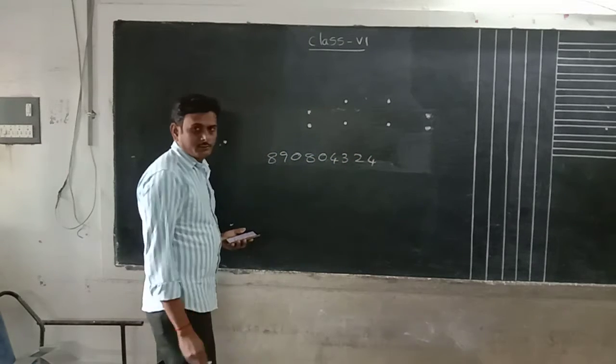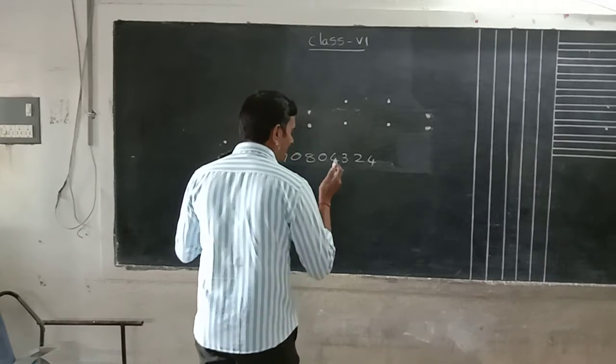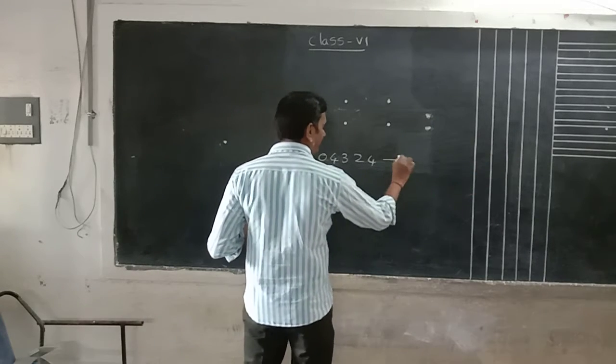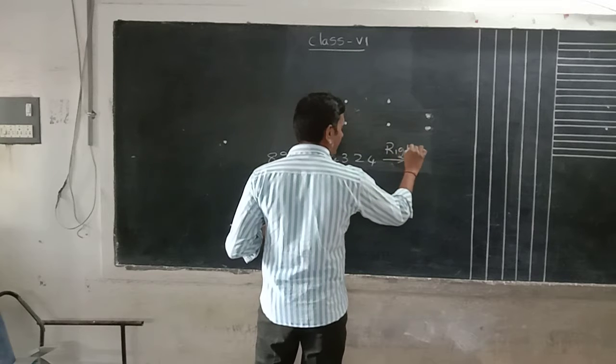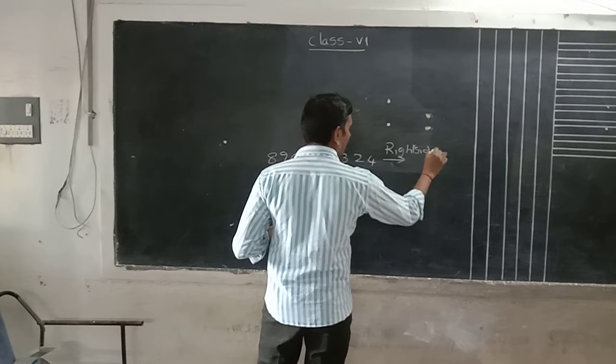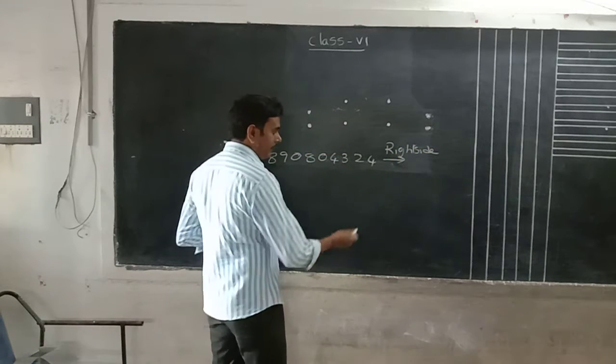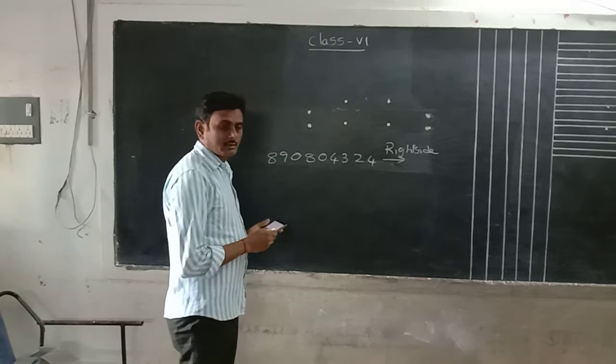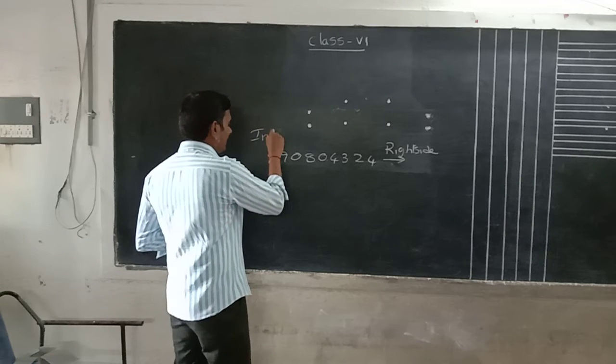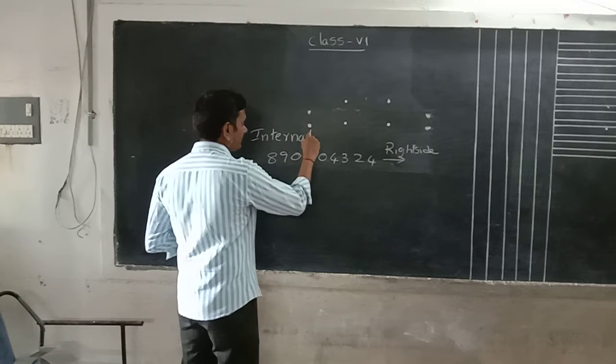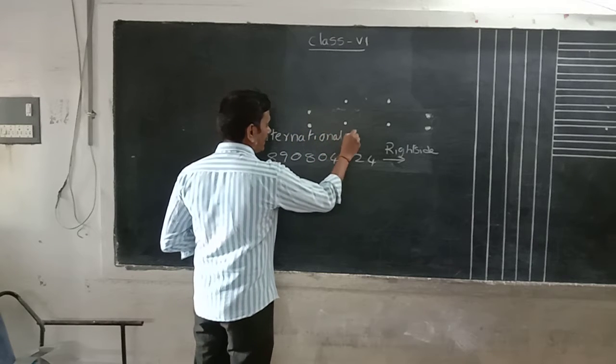Like this number is given to you. Whenever you look at the number, from the right side, this is the right-hand side, you have to start. For every three digits we have to give the comma. Which system is it? International system.